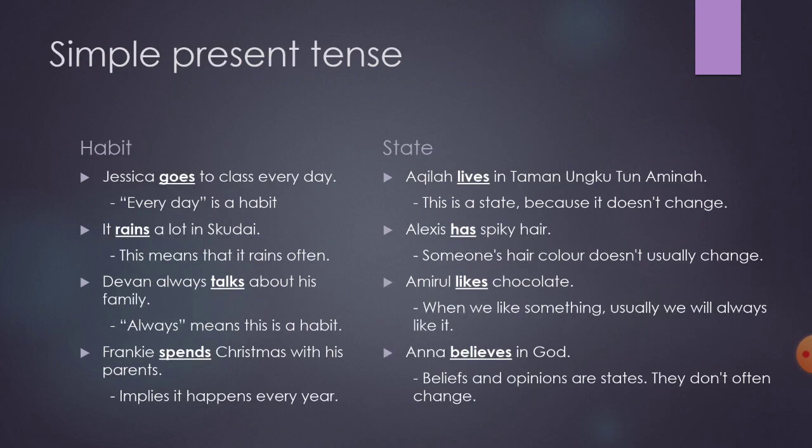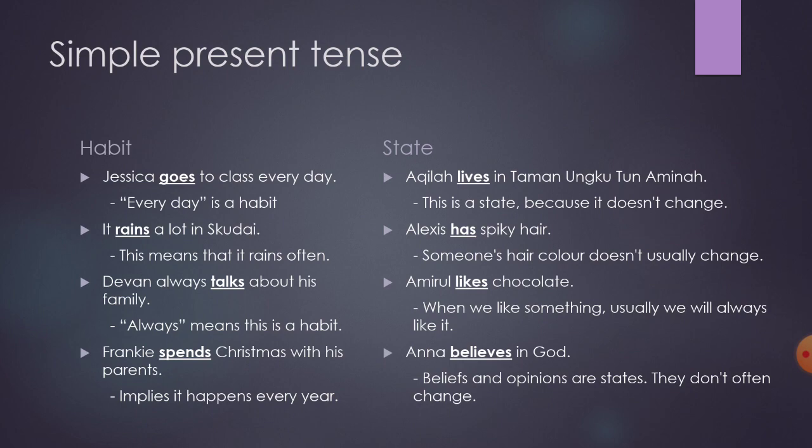Simple present tense. Here we go. Habit includes, for example, Jessica goes to class every day. Every day implies that it is a habit. The second example is it rains a lot in Skudai. This means that it rains often. Devon always talks about his family. Always means it is a habit. Frankie spends Christmas with his parents. It implies that it happens every year. So it is a habit for Frankie to spend his Christmas with his parents every year.